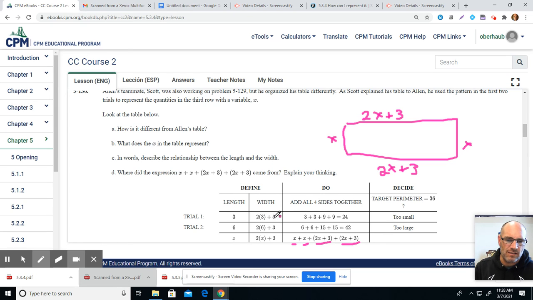2 times 3 is 6, plus 3 is 9. So this here became a 9. So we've got 2 lengths, 2 widths. Here, 2 times 6, or the 6 first is my length, so that's a length, that's a length. And then these 15s are from here. 2 times 6 is 12, plus 3 is 15, so that's a width, and that's a width. So this came from adding my different sides of my rectangle together.